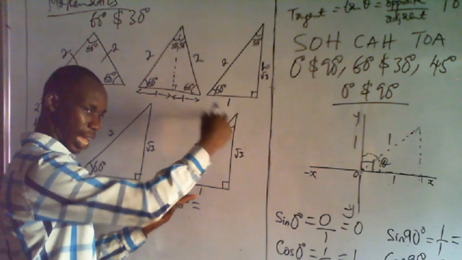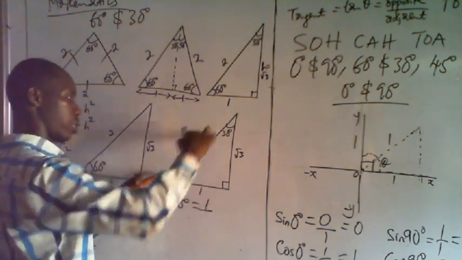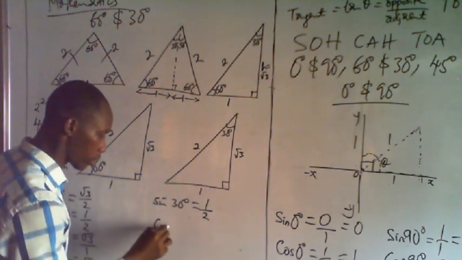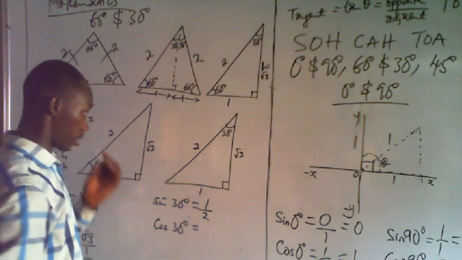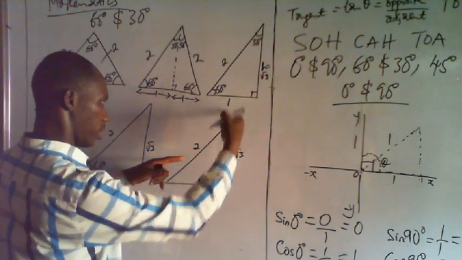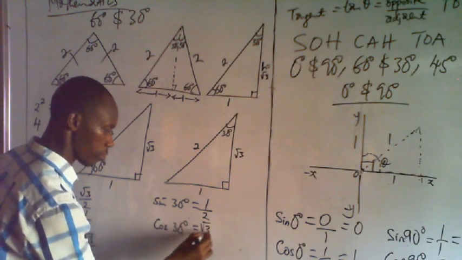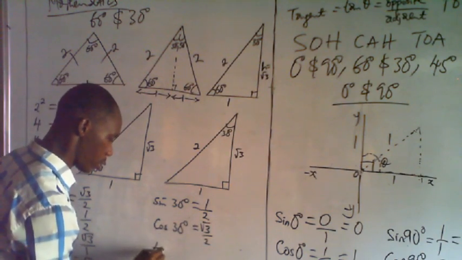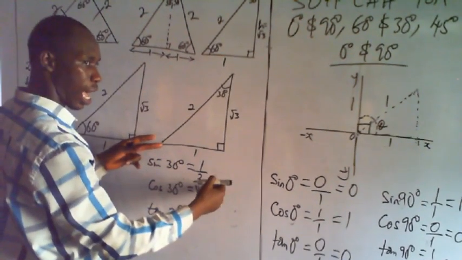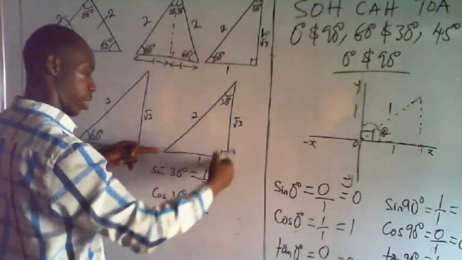Now, for sine 30 degrees, this is the angle we are dealing with. This is the opposite. Sine is opposite over hypotenuse. So we say 1 opposite. Hypotenuse is the side facing the right angle, which is 2. Cos 30 degrees is adjacent. This is the side adjacent to angle 30 degrees, adjacent over hypotenuse, which is root 3 over 2. And tan 30 degrees, which is opposite over adjacent. Remember, tangent is opposite over adjacent. 1 over root 3.